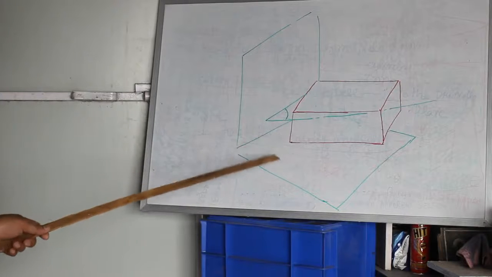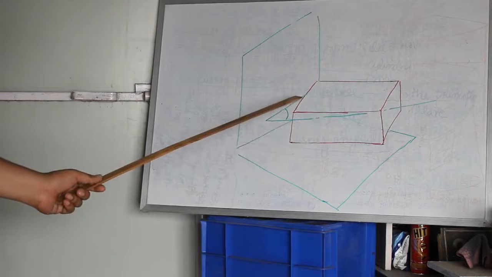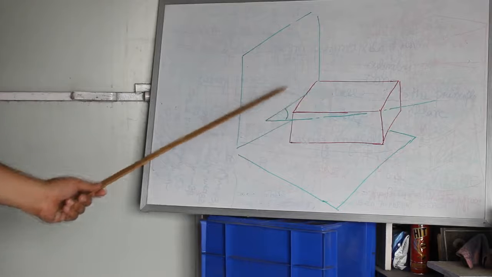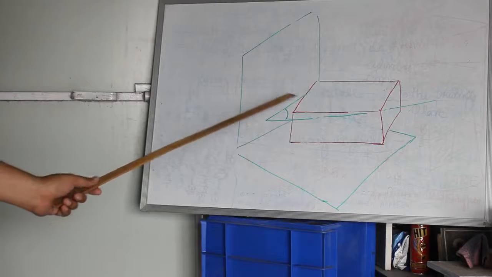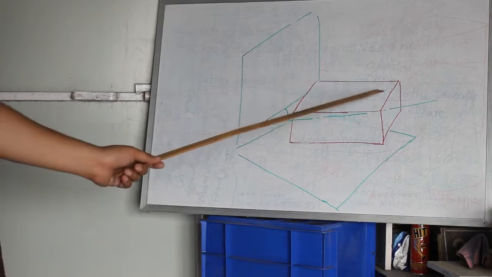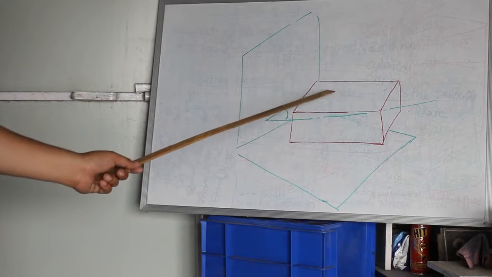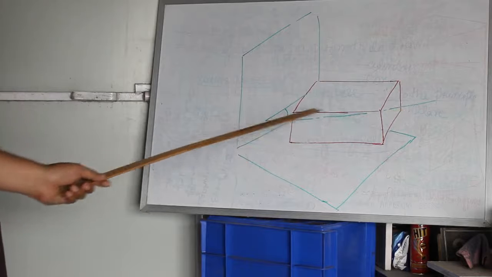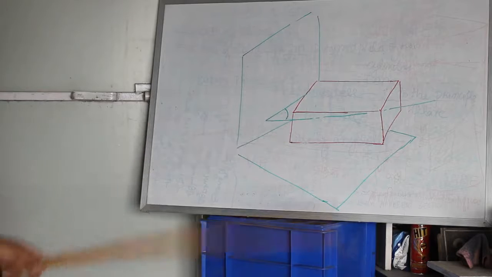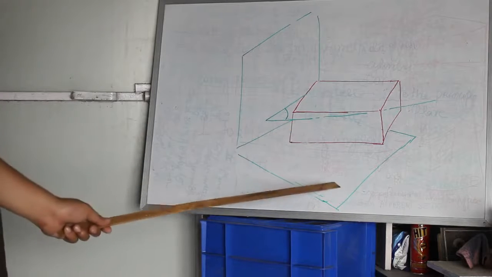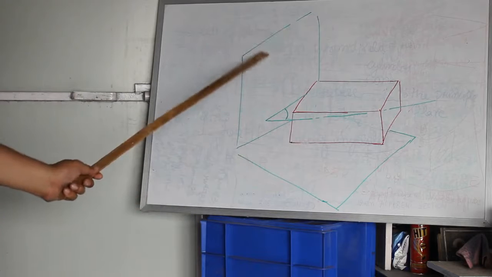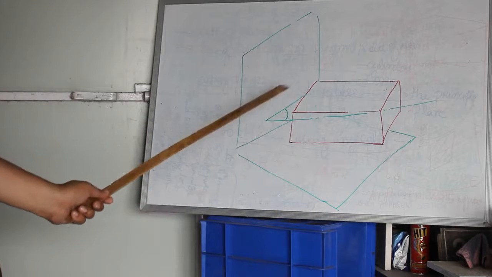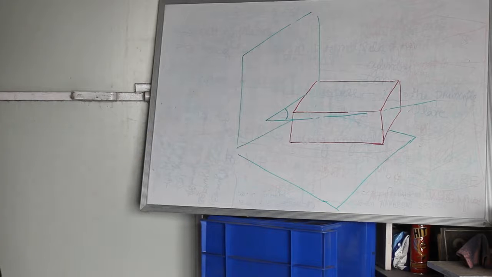In this another example, I have tried to make a solid which looks like it is inclined to the vertical plane. So here I have assumed a square prism. It looks a little like a brick, but it is a square prism with its axis inclined to VP at some angle, and the axis is parallel to HP. This is HP, this is VP, axis is parallel to HP, axis is inclined to the vertical plane.